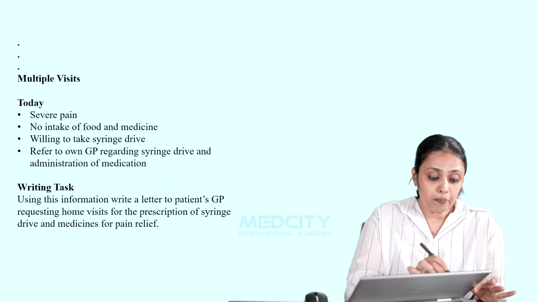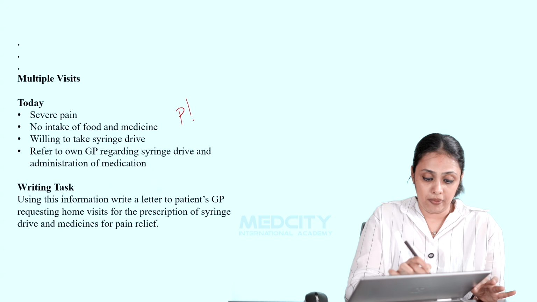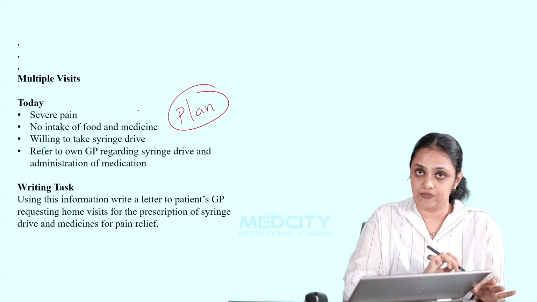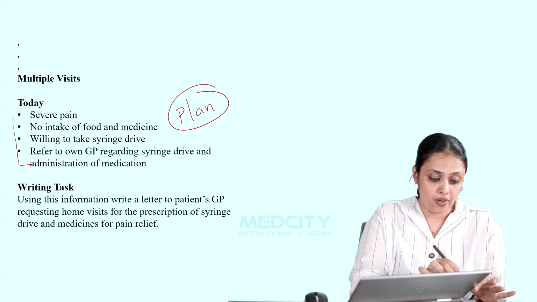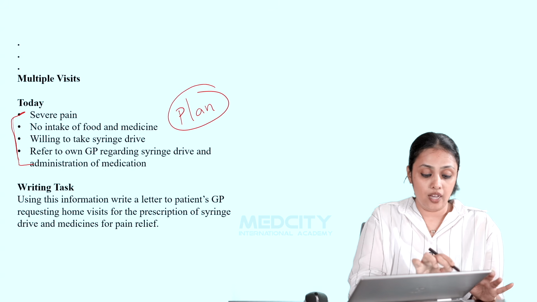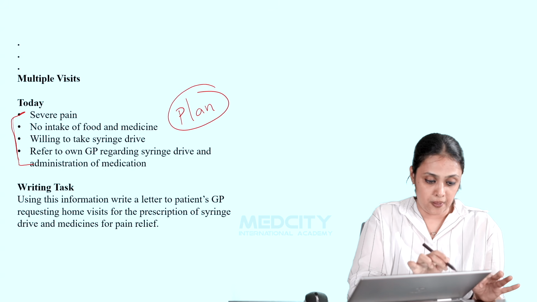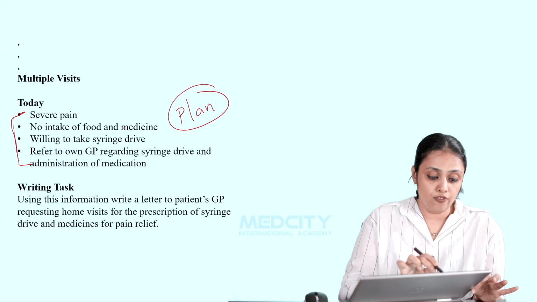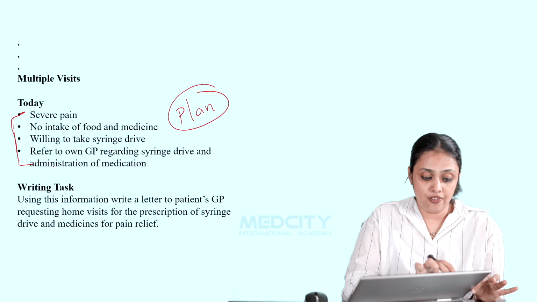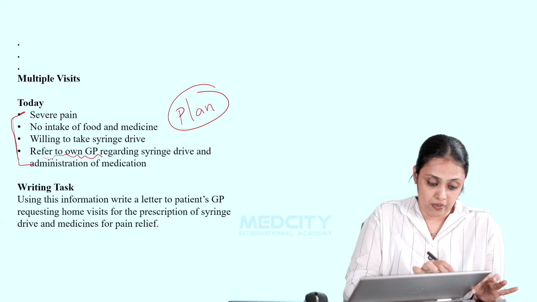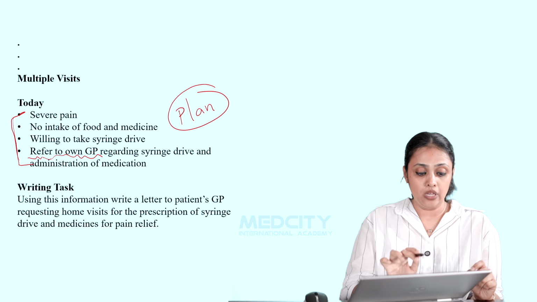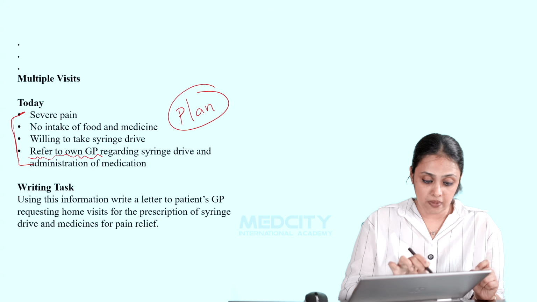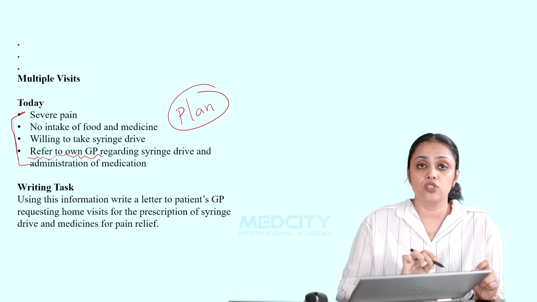Here you cannot see a plan as such is not there. A plan as such is missing, right? The last set of details that you can see are from today. What are the major happenings of this day? Severe pain, no intake of food, medicine, willing to take syringe drive, referred to own GP. So that is the plan. The patient has been referred to his or her own GP regarding syringe drive and administration of medication.